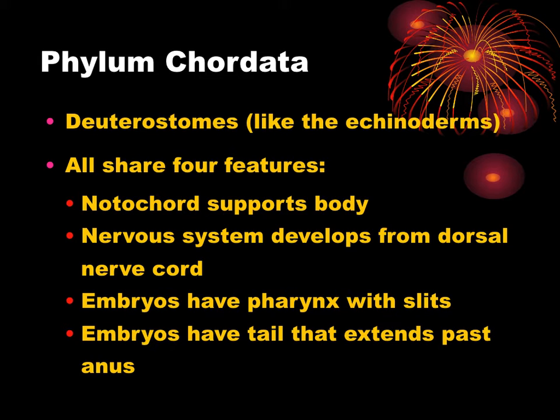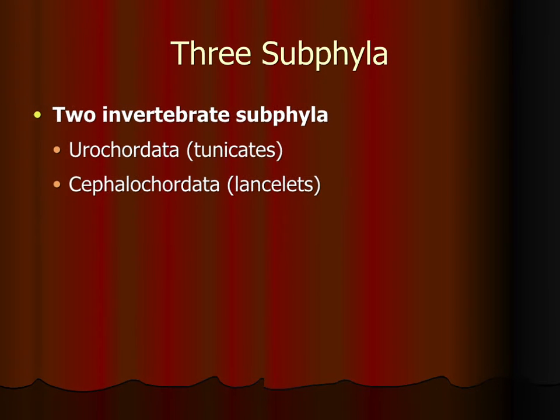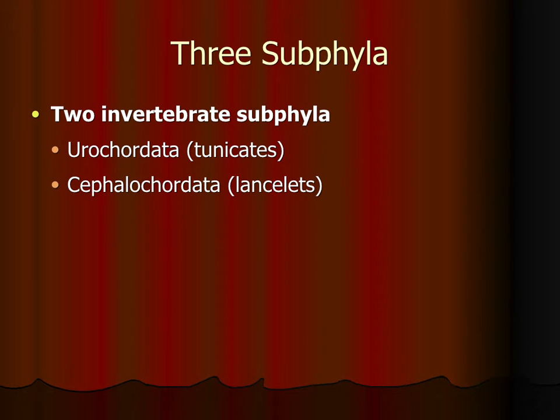Okay. We have an endostyle, a ciliated groove of the pharynx, and we have a posterior tail, a muscular tail found posterior to the anal opening. So those are some of the characteristics that define chordates as we know them. There are 3 subphyla. So you have the 2 invertebrate subphyla of chordates, which are the Urochordata and Cephalochordata. So you have the tunicates and the lancelets.